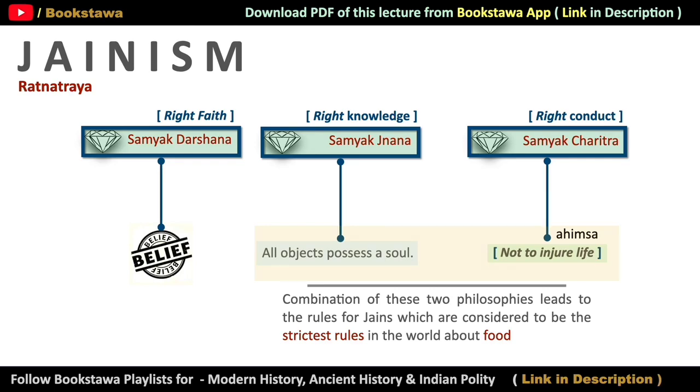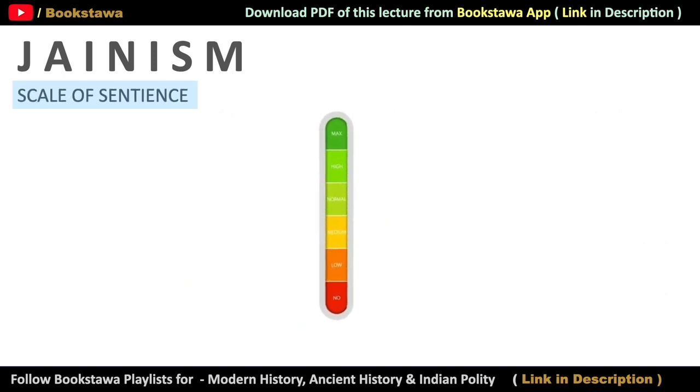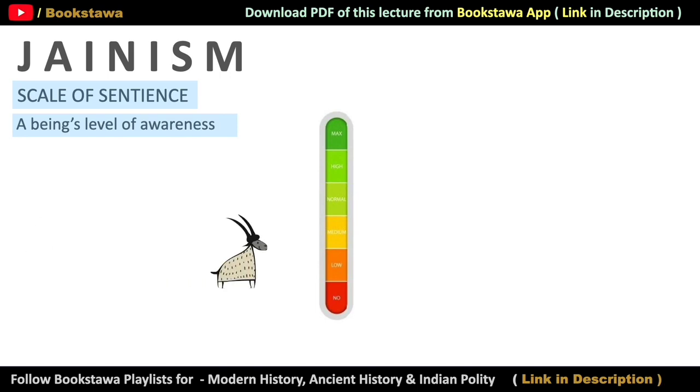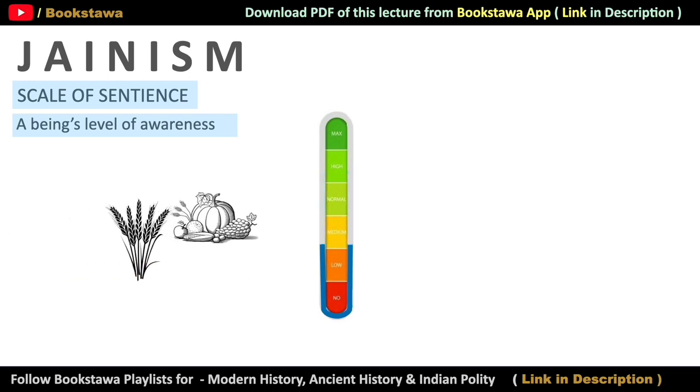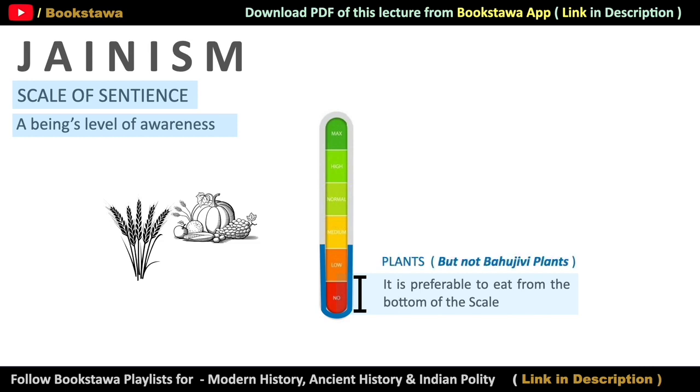In such a situation, for people who believe in Jainism, what they can eat and what not is decided based on the scale of sentience. Sentience means in which object how much awareness is there. For example, if we talk about cattle, then the consciousness of cattle is very high, and that is why cattle and any other kind of animal cannot be eaten in Jainism. So can plants and fruits be eaten in Jainism? For this, it is said in Jainism that those objects which lie at the bottom of the scale of sentience can be eaten. That is, such plants which are not Bahujivi plants can be eaten.